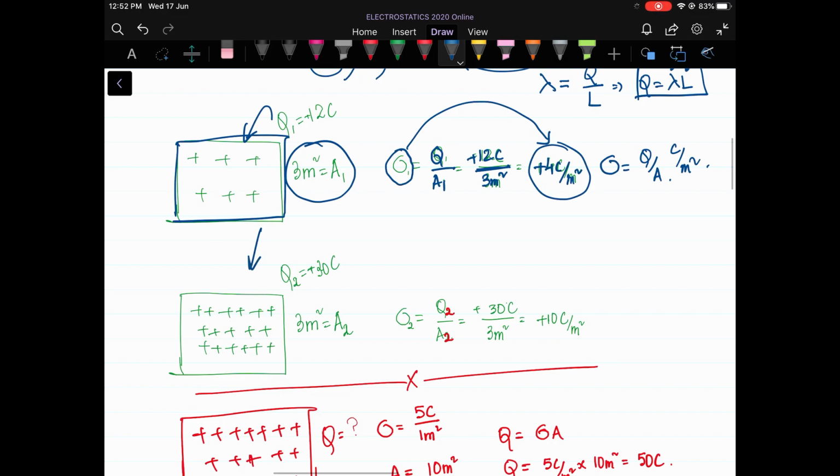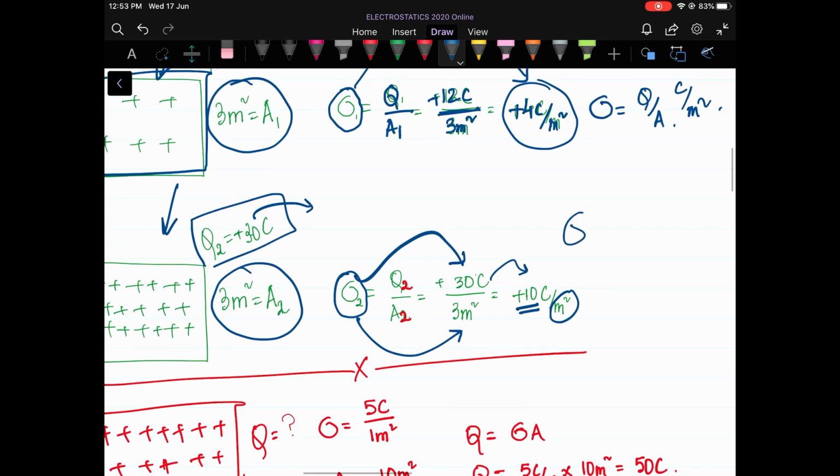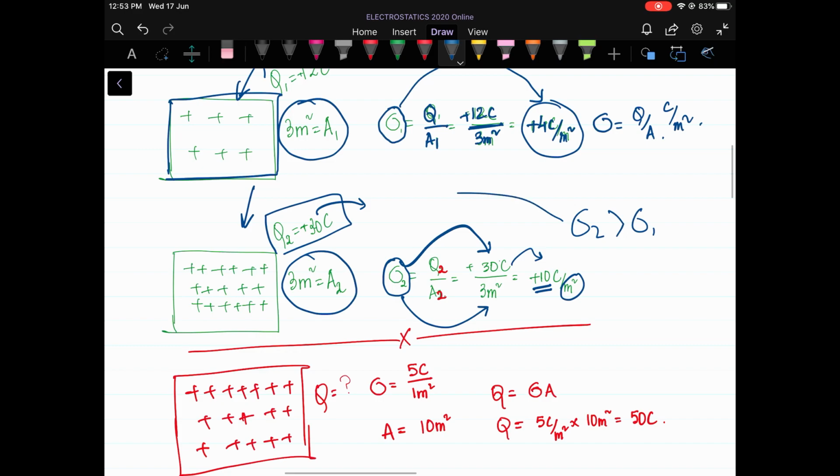In the second case we still have the area of 3 meters square, but this time let's say we have much more crowdedness of the charges, let's say 30 coulombs. So when I calculate the sigma now for this case, I'm going to get 30 coulombs of charge present in 3 meters square of area, which means there are 10 coulombs of charges present in every 1 meter square of area. Clearly sigma 2 is greater than your sigma 1, and I can say that sigma value tells us about the crowdedness of charges in a given distribution.